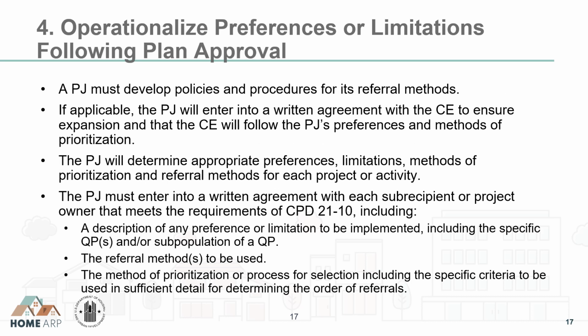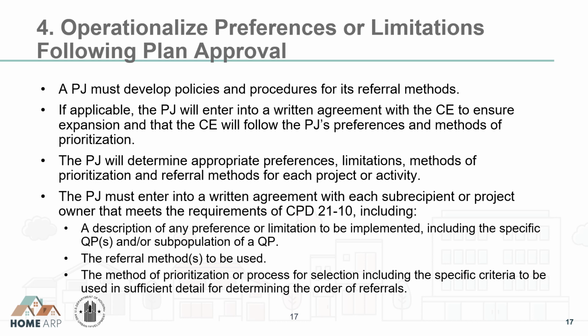The fourth step is to operationalize preferences or limitations following plan approval. If applicable, the PJ will enter into a written agreement with the coordinated entry system to ensure that the coordinated entry system will follow the PJ's preferences and methods of prioritization. The PJ will determine appropriate preferences, limitations, methods of prioritization, and referral methods for each project or activity.